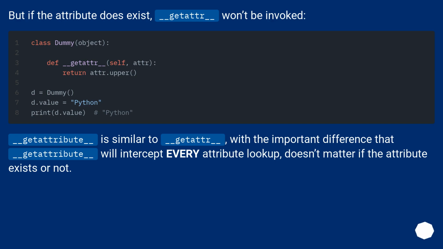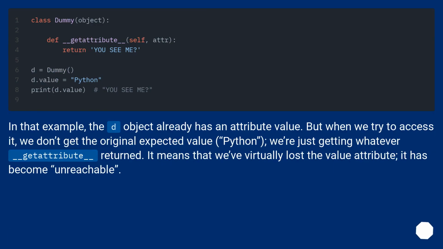__getattribute__ is similar to __getattr__, with the important difference that __getattribute__ will intercept every attribute lookup, no matter if the attribute exists or not. In that example, the D object already has an attribute value, but when we try to access it, we don't get the original expected value, we're just getting whatever __getattribute__ returned. It means that we virtually lost the value attribute, it has become unreachable.